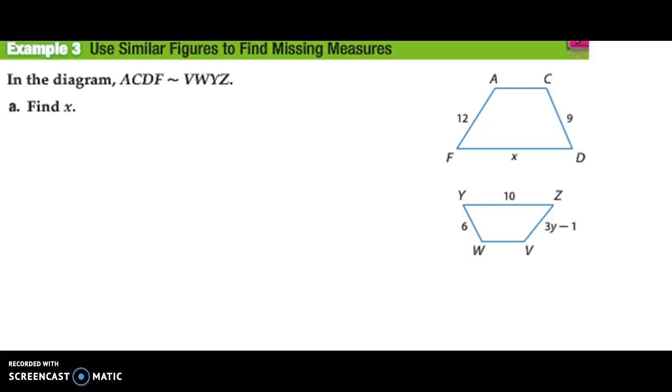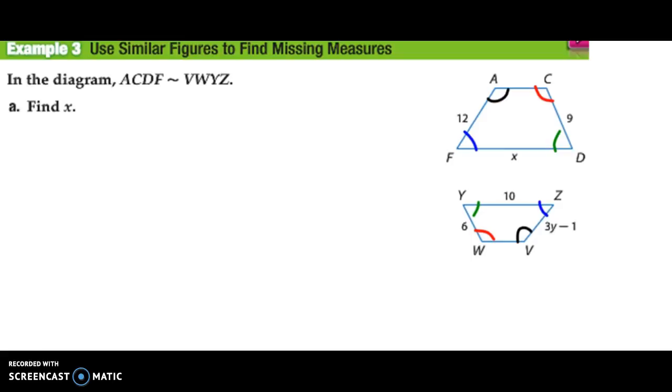We're going to use similar figures now to find some missing values. If I look right here, we know that A is similar to B. I know that angle C is similar to angle W. I know that angle D is the same as angle Y, and that angle F is the same as angle Z. This helps us because now we can figure out that the sides are also similar as well.